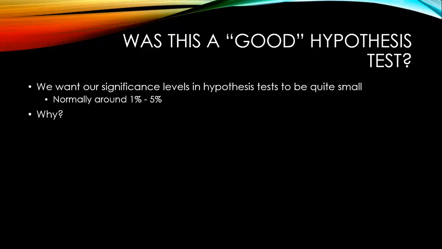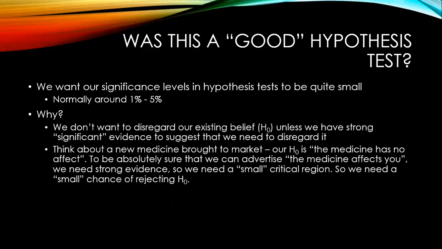As I just said, why do we want our significance levels to be small? We don't want to disregard our existing belief, our H0, our null hypothesis, unless we have strong evidence to suggest that we need to disregard it. A good example would be medicines. Let's say you've gone to the lab and you've got this brand new medicine which people think will cure every disease possible.